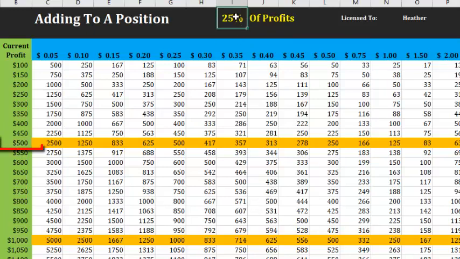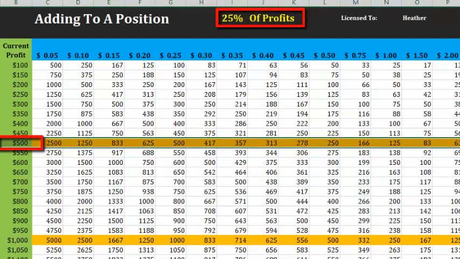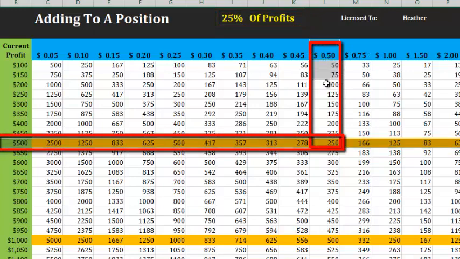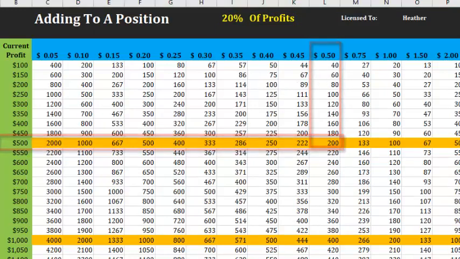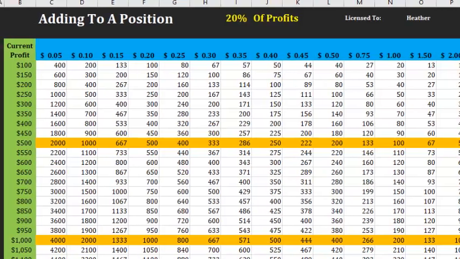So in this example, we're willing to use 25% of our current profits, which are $500. And then we have to know what our stop size is going to be on this added position. If the stop size is 50 cents, then you can get 250 shares. In general, when you add to a position, it's better to get incrementally smaller and smaller position sizes. That way it keeps your cost averaging down.